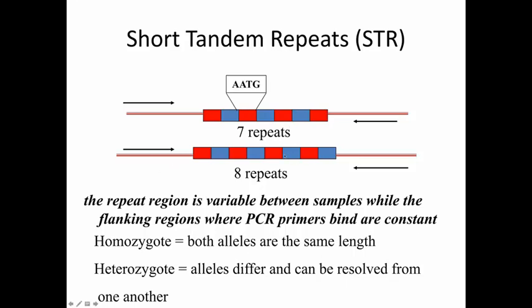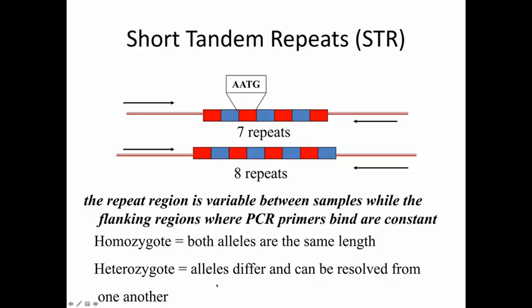So you can have gotten a 7 from your mother and an 8 from your father, or an 8 from your mother and a 7 from your father. So there's 2 different ways you could be a 7 and an 8. But if you're a homozygote, it means that you'd be a 7 and a 7. You would have gotten the same number of repeats from both of your parents. So you can be either a homozygote or a heterozygote at the particular site of DNA that they are looking at.